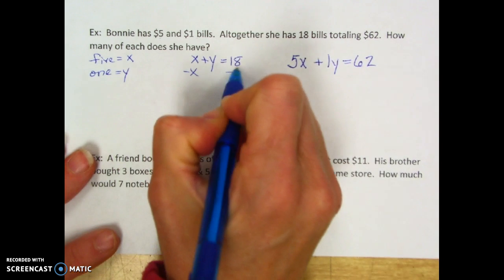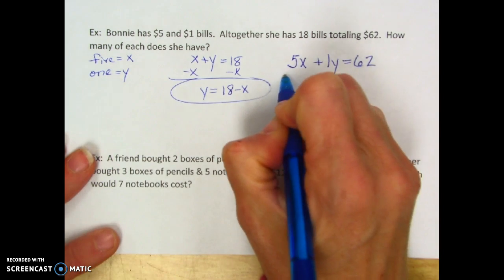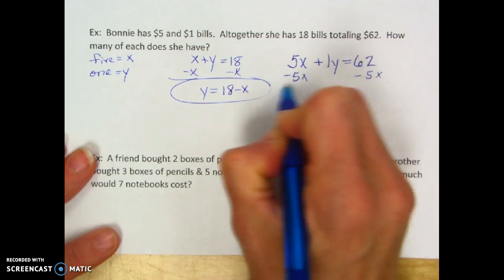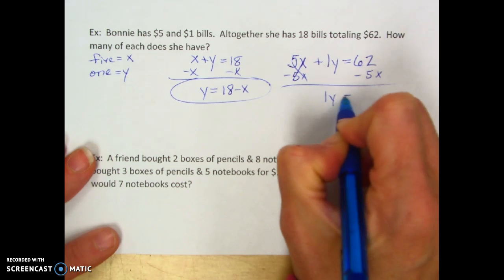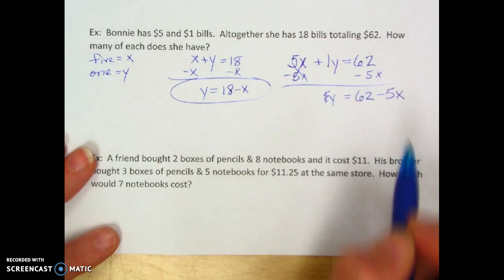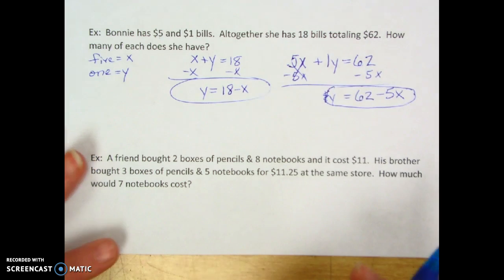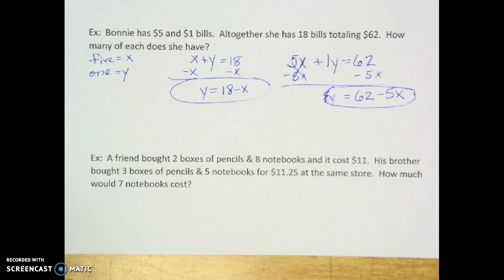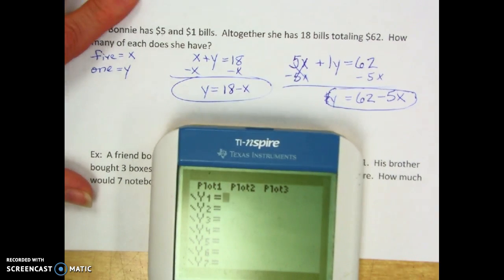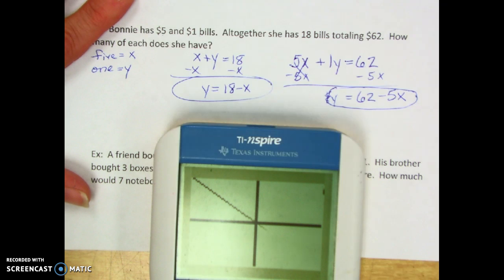Still have to solve for Y if I'm solving by graphing. So there's my 1. Subtract the 5x on both sides. Remember, we cannot combine the 62 and the 5x because they're not like terms, and then technically we don't really need that 1 there. You could divide by 1 if you needed to, but so y equals 62 minus 5x. Back to our graph rather. 18 minus x and 62 minus 5x. Take a look and see what our graph looks like.